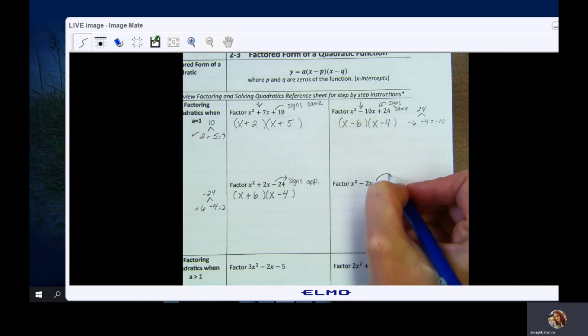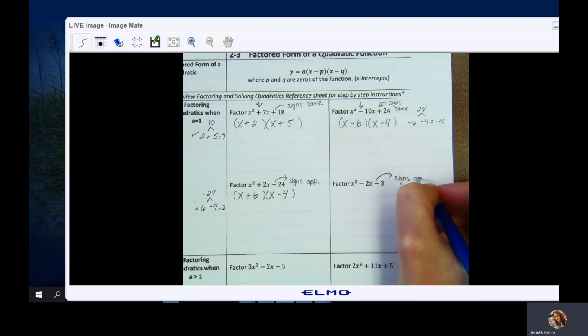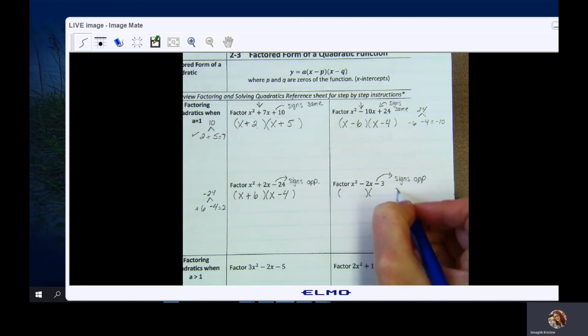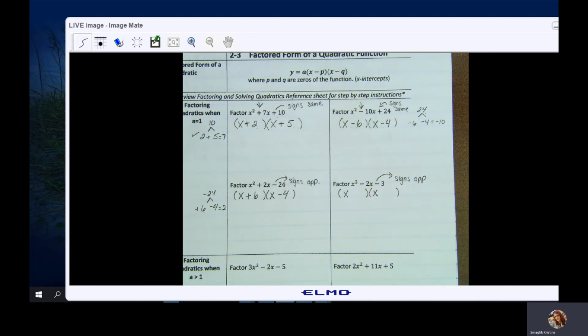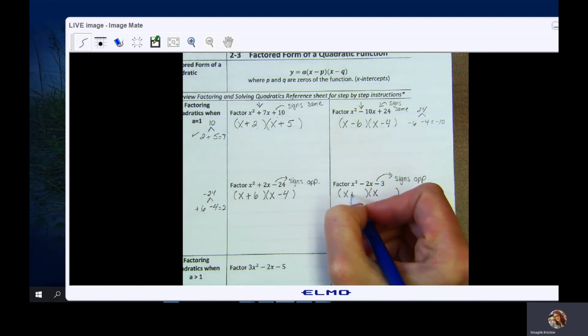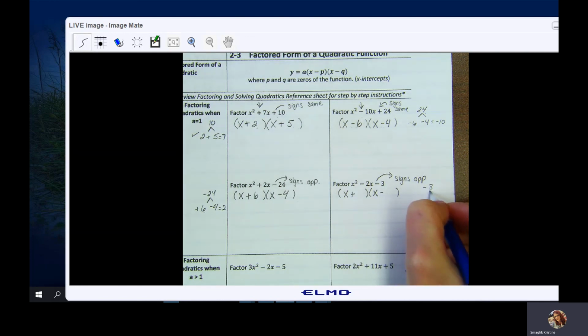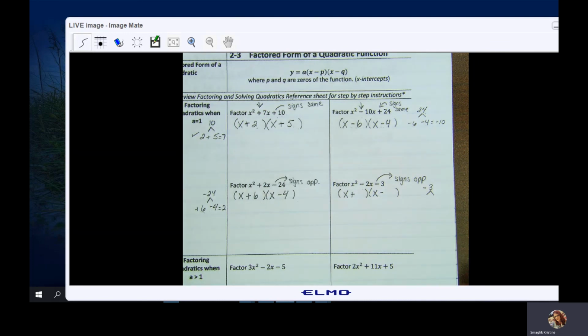Again, my c value is negative, so that means my signs are going to be opposite. So let's drop in our parentheses and drop in the x's. I can do a plus and a minus. And so now I'm looking at factors of -3 that when I add them, I get a -2. Well, 3 only has factors of 1 and 3. And again, you know, you can noodle it out in your head.